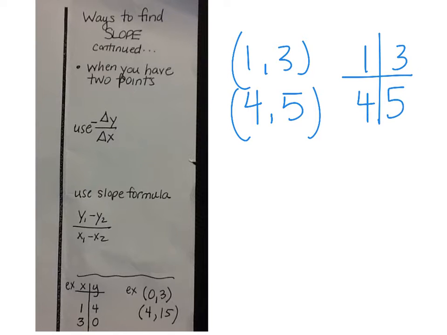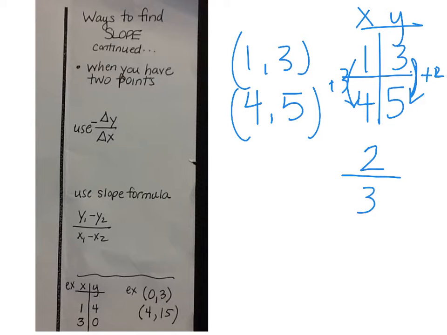And then I find the change in y. Here's the x and the y, change in y. So going this direction, it's going up 2. And then the change in x is going up 3. So we have a slope of 2/3. That means it's going up 2 for every 3 over. Okay? Up 2 for every 3 over. And there's my slope triangle if I wanted to draw it.